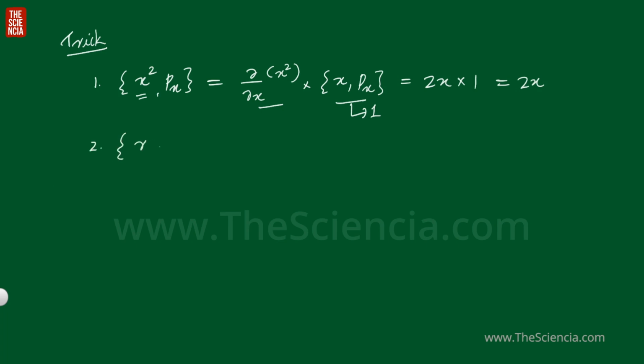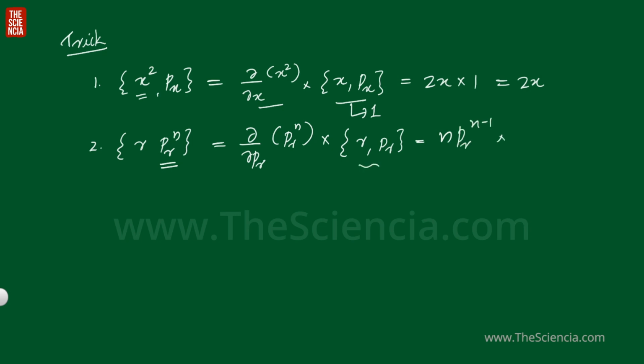Now another example, Poisson bracket of r, pr raised to n. Then here you can see this is a function of pr, and pr is conjugate to the variable r. So what I am going to do? I am going to take its derivative with respect to pr, that is pr raised to n into Poisson bracket, that is r, pr. So what we get? We get n pr raised to n minus 1 into Poisson bracket, which is equal to 1, that is n pr raised to n minus 1.